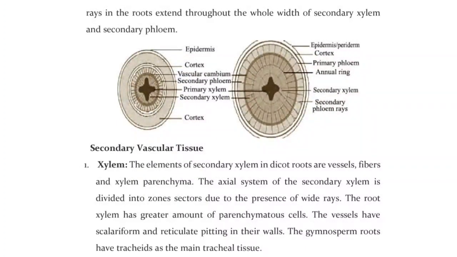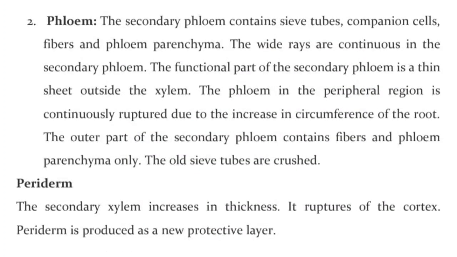Secondary vascular tissue. 1. Xylem. The elements of secondary xylem in dicot roots are vessels, fibers and xylem parenchyma. The axial system of the secondary xylem is divided into zone sectors due to the presence of wide rays. The root xylem has a greater amount of parenchymatous cells. The vessels have scalariform and reticulate pitting in their walls. The gymnosperm roots have tracheids as the main tracheal tissue. Point 2. Phloem. The secondary phloem contains sieve tubes, companion cells, fibers and phloem parenchyma.